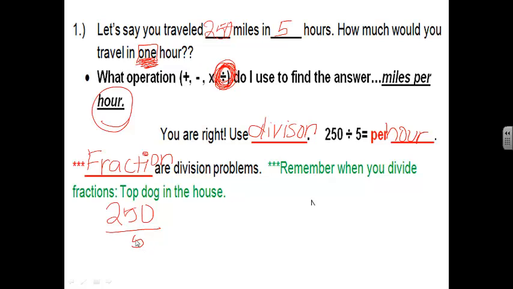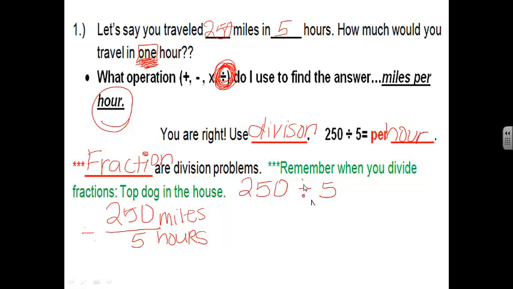divided by 5. Why do you think I put 250 on top? Because we have miles. This division sign means divide. So 250 miles divided by how many hours I traveled will give me my miles per hour, or each hour, or 1 hour. Now, just like a normal division problem, we could write it like this: 250 divided by 5.